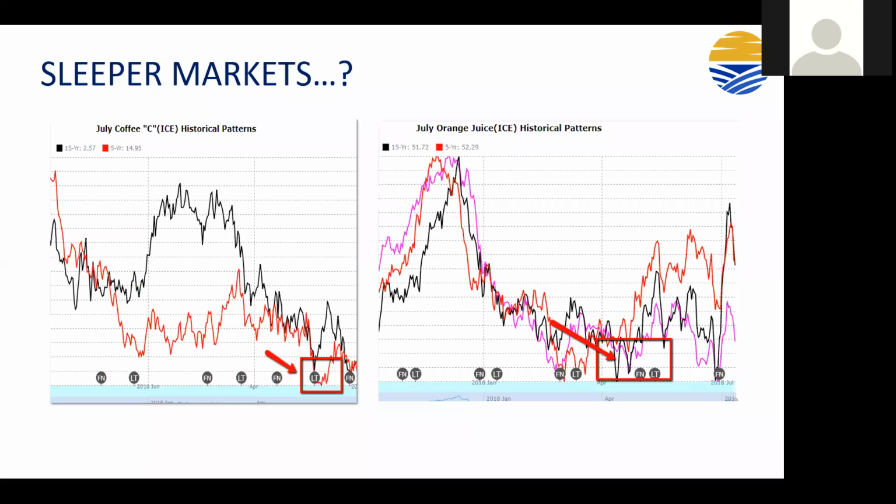We also talked about sleeper markets in coffee and OJ. You can see here from a 5, 15, and 30-year historical price perspective that prices tended to bottom out at this particular time of the year.